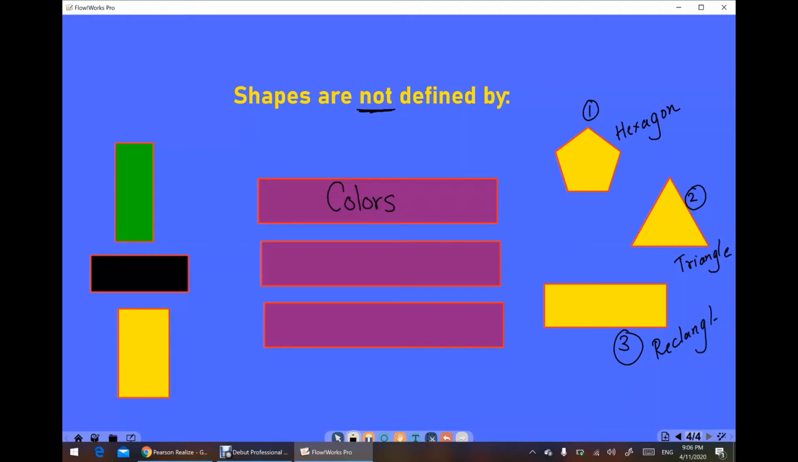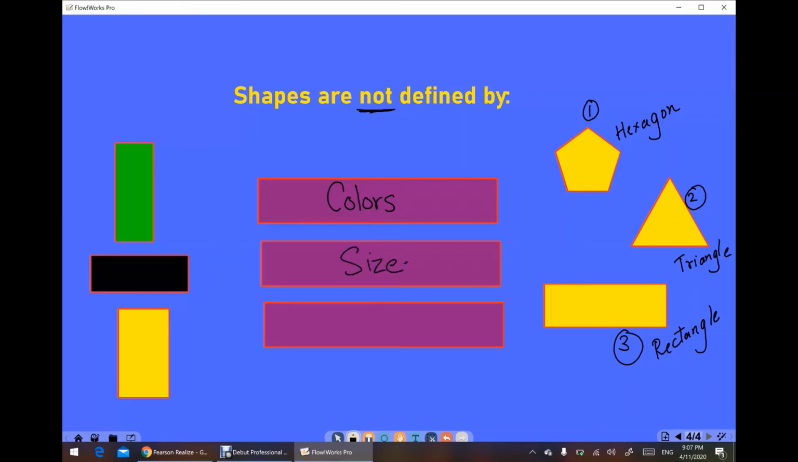Now, do you think they are all the same? No, because they have different numbers of sides and vertices. Only the colors are the same. So you cannot say that just because the colors are the same, the shapes are the same. So shapes are not defined by color. Next, they are also not defined by their sizes.